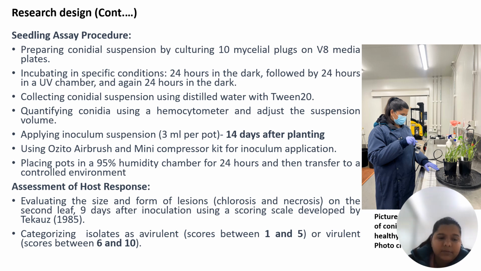After 9 days, we evaluate the size and form of lesions, chlorosis and necrosis on the second leaf using a scoring scale developed by Tekauz. Then we categorized isolates as avirulent and virulent based on the scoring. A score between 1 and 5 was categorized as avirulent isolates, whereas a score between 6 and 10 is categorized as virulent isolates.